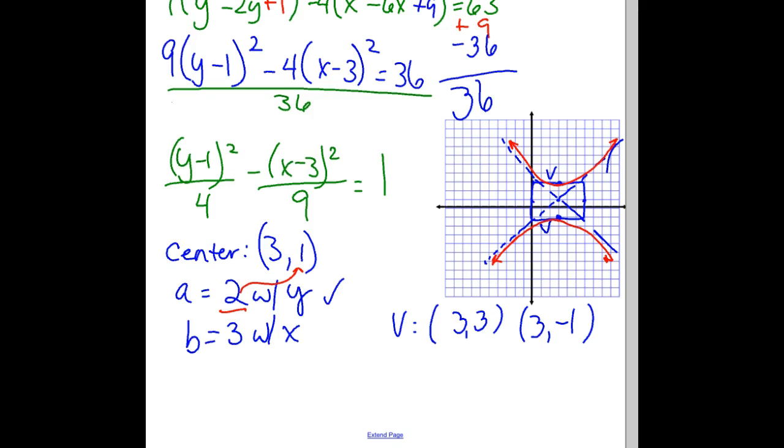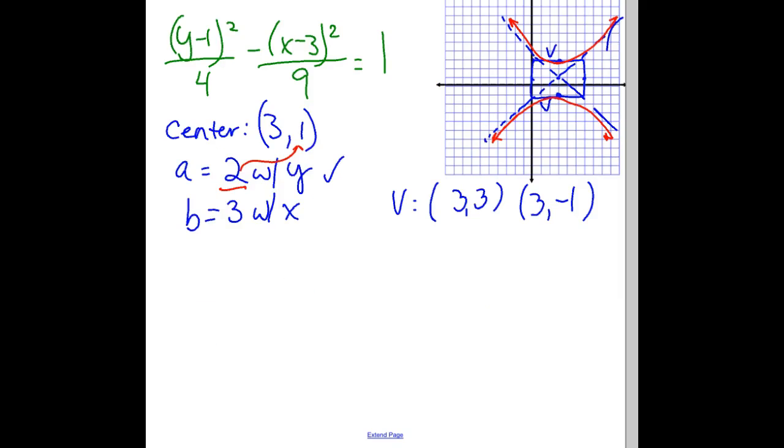What are the foci? How do we find those? Okay, so we have to find C. And in a hyperbola, we have the relationship that C squared equals A squared plus B squared. All right, A squared was 4, B squared was 9, adding them we get 13. So C is going to be the square root of 13. Square root of 13 is between what two numbers? Between 3 and 4? Okay, so let's plot those.